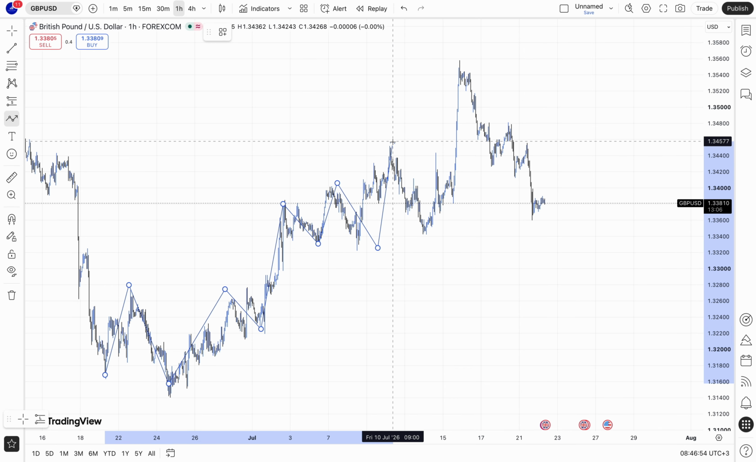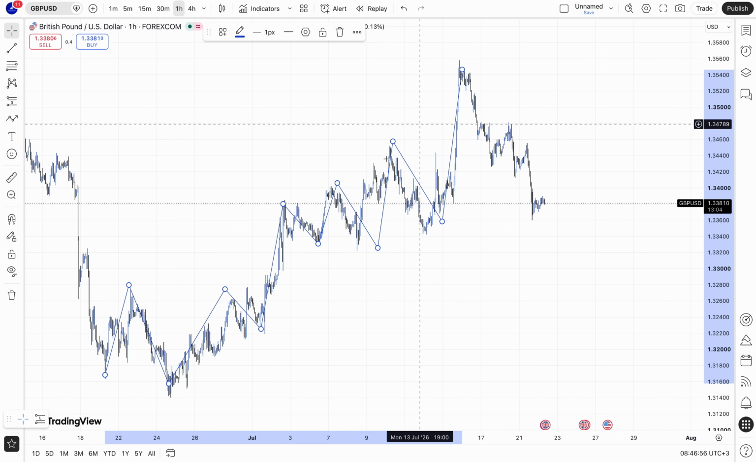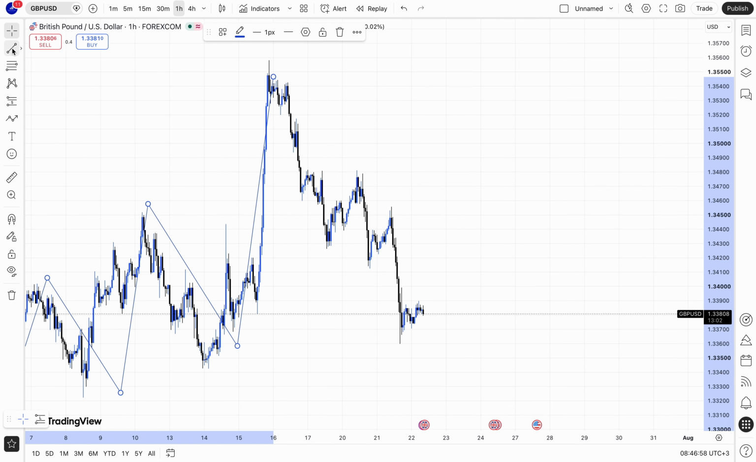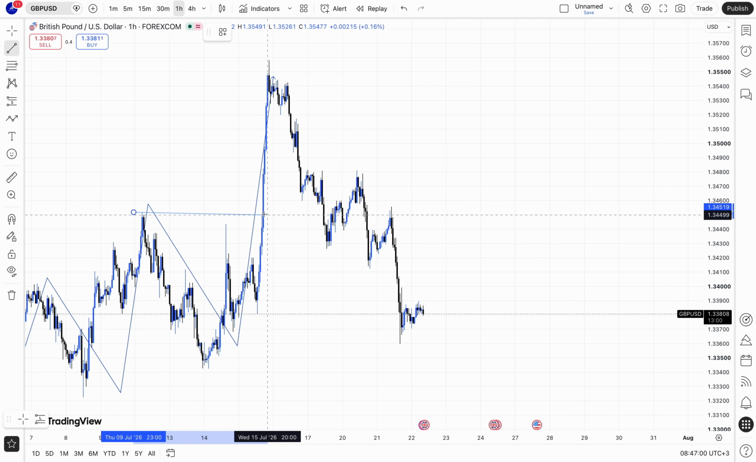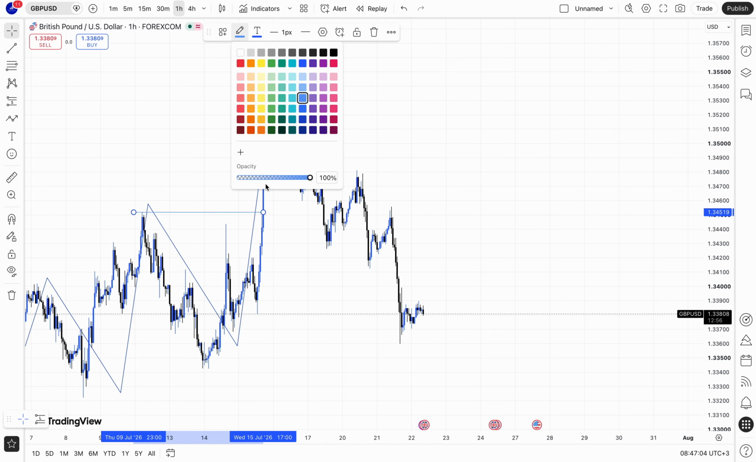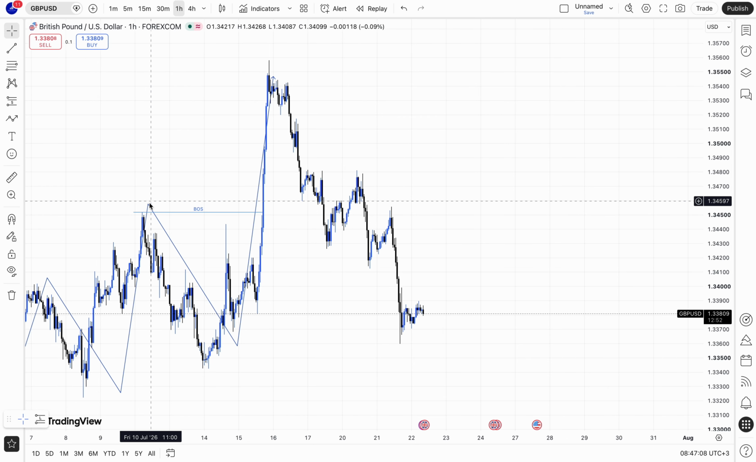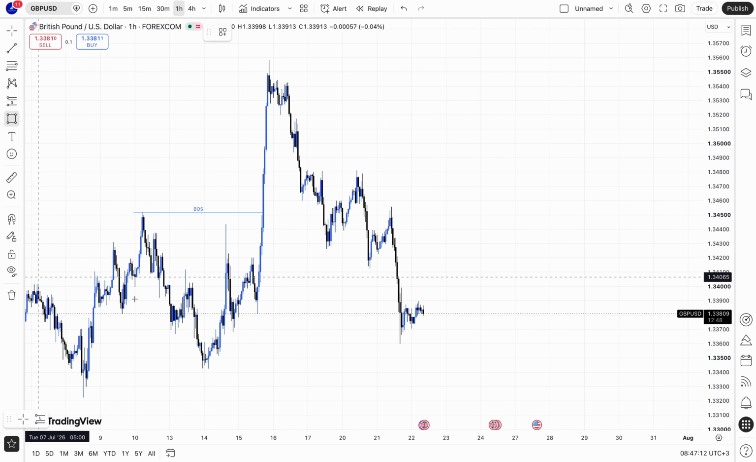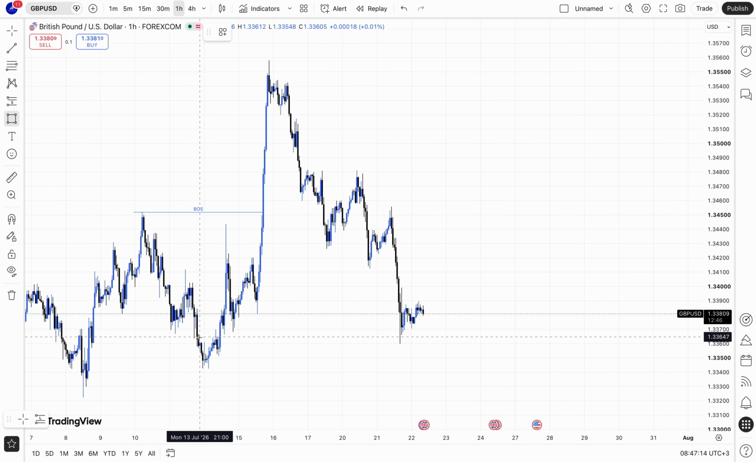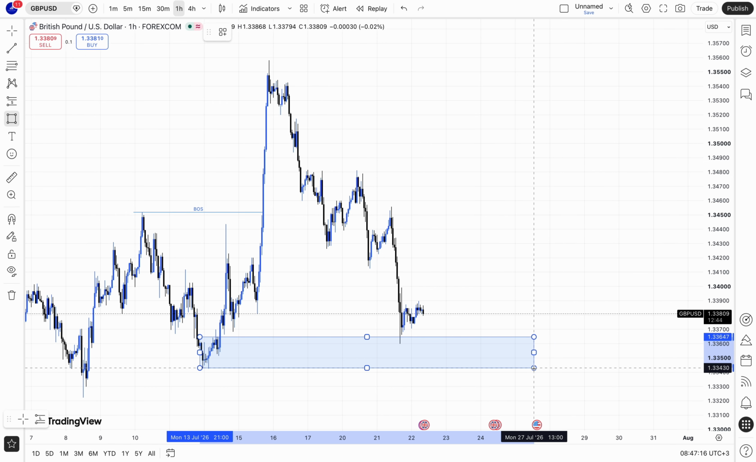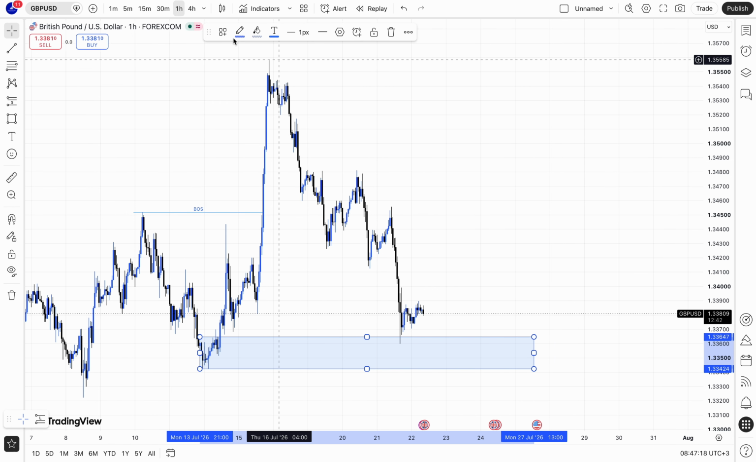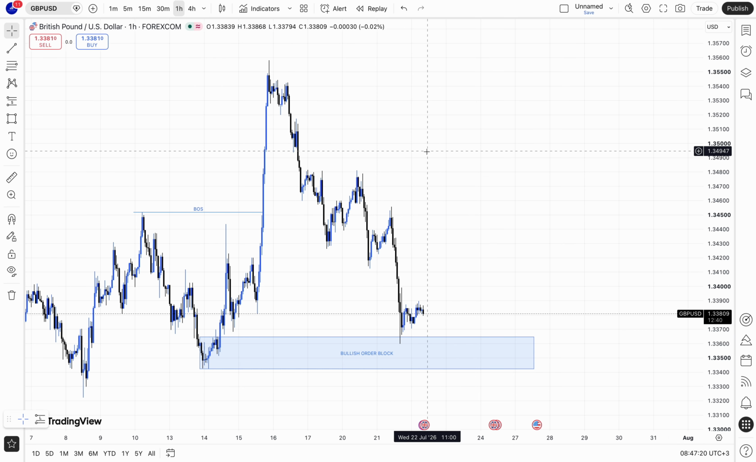So after understanding the market was moving up, this is our last breakout structure to the upside, external market structure. Then this is our order block, bullish order block.